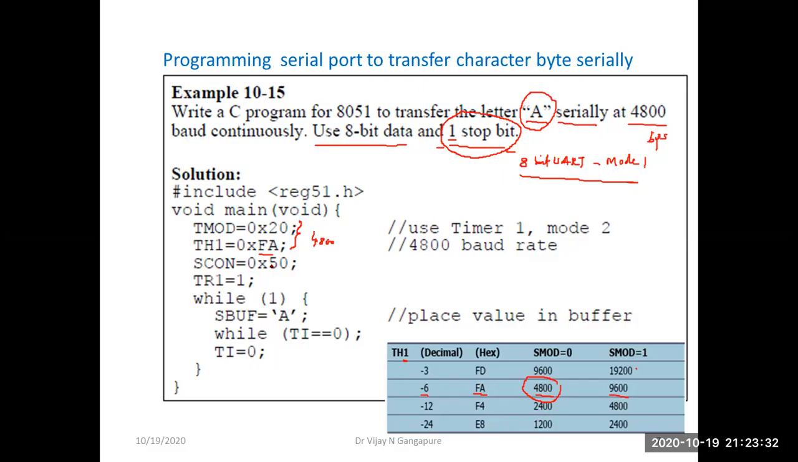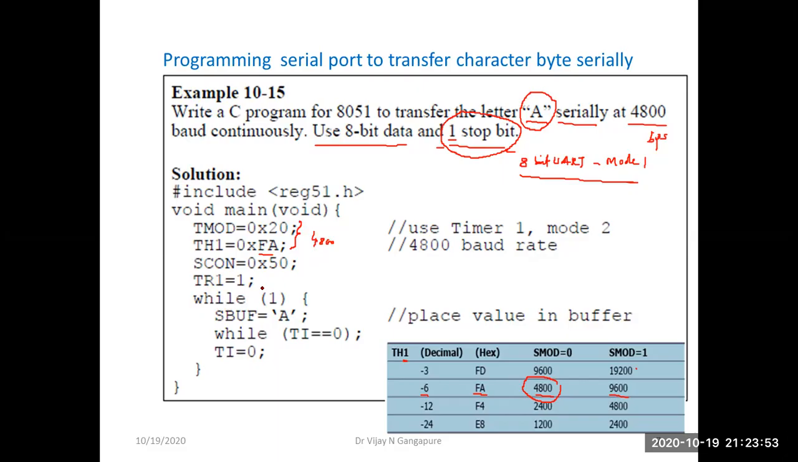Then SCON is equal to 0x50. If I load SCON with 0x50, this will configure the serial port of 8051 in mode 1, that is 8-bit UART mode. Then TR1 is equal to 1. Okay, so I am turning on timer 1, because without that the baud rate will not get generated.